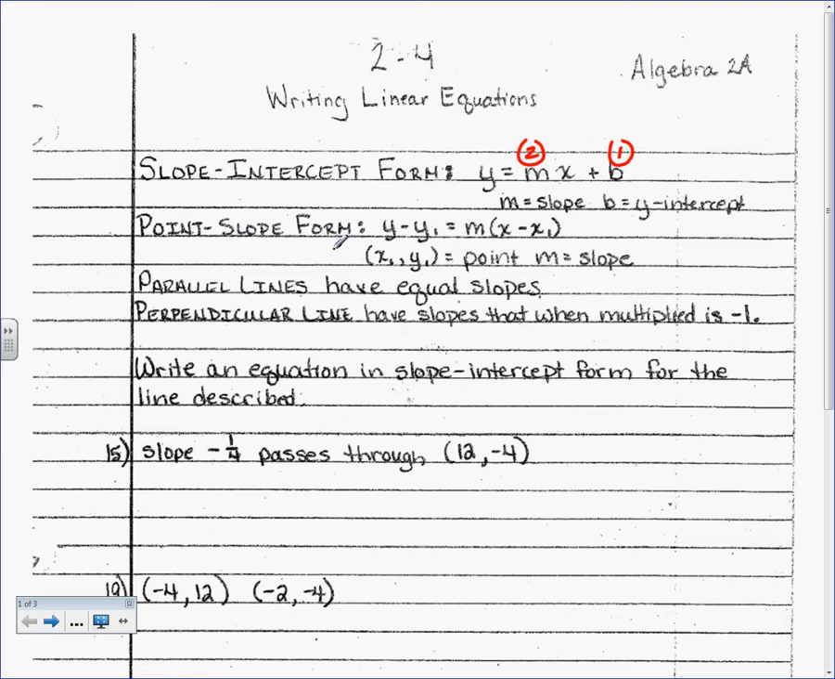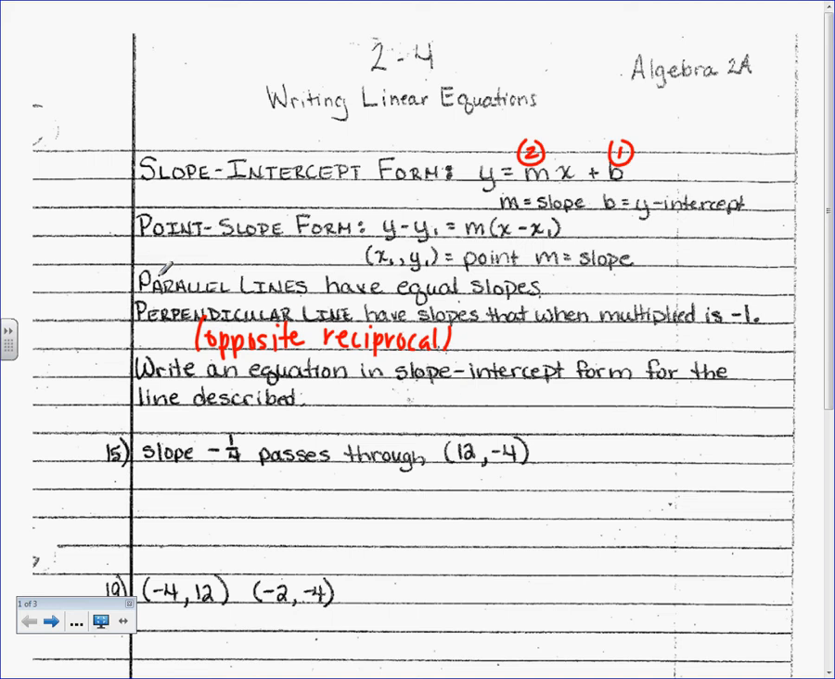Point slope form is another option. Y minus y1 equals m times (x minus x1), where (x1, y1) is a point given to you typically, and m is a slope. Parallel lines have the same slope. Perpendicular lines have opposite reciprocal slope, opposite reciprocal.